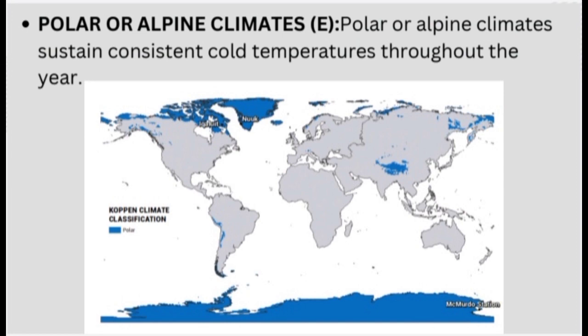Alpine climates are found in high mountain regions around the world. These climates have cold temperatures and a high degree of variability. Alpine climates experience cool to cold summers and extremely cold winters. The temperature can change rapidly in alpine regions, and the higher the elevation, the colder the climate.